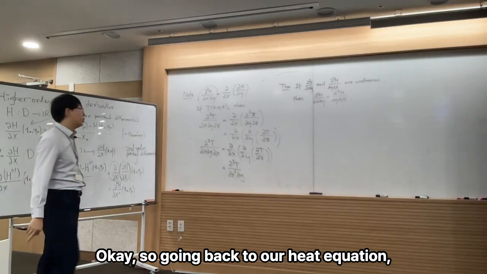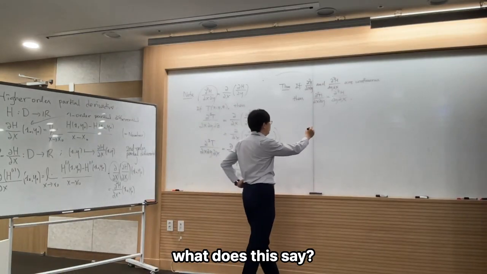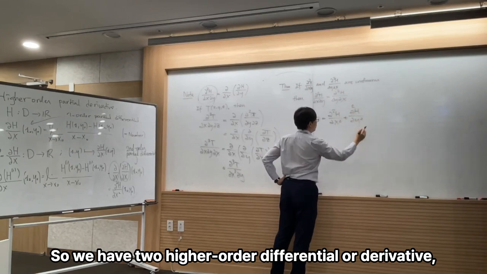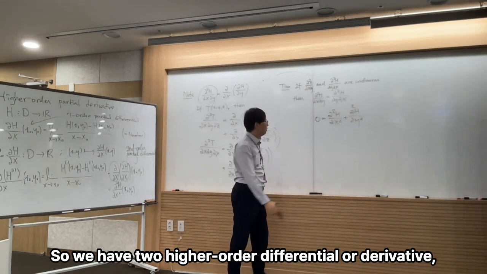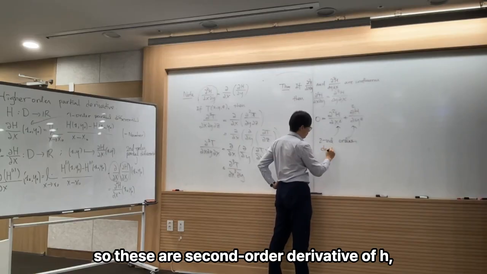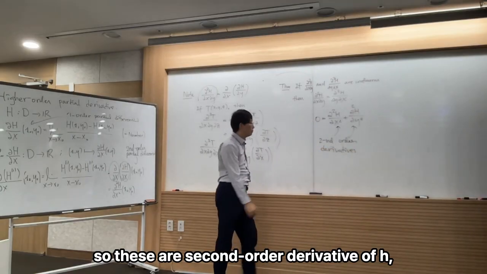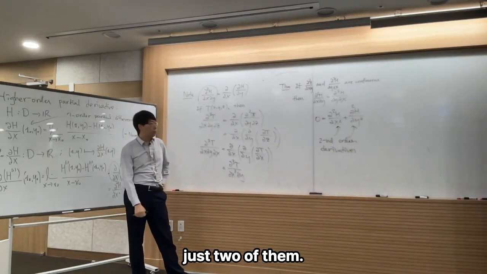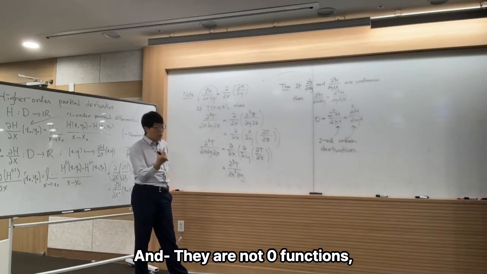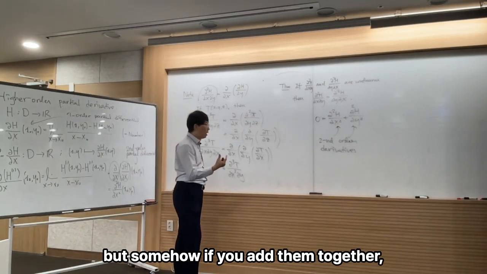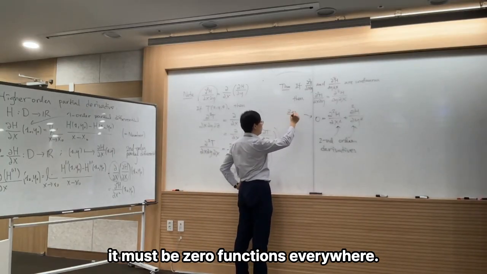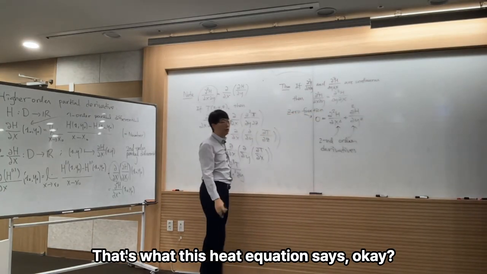Okay, so going back to our heat equation, what does this say? So we have two higher order derivatives. These are second order derivatives of h, just two of them. I mean, there are basically four of them, but we just took two. And they are not zero functions, but somehow if you add them together, it must be zero everywhere. That's what this heat equation says.